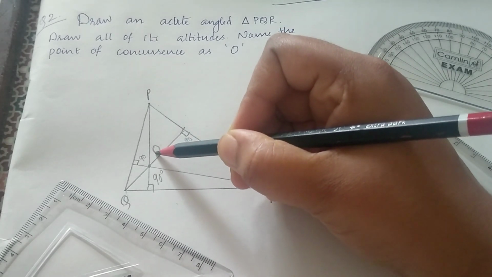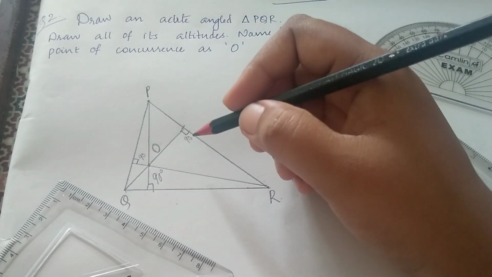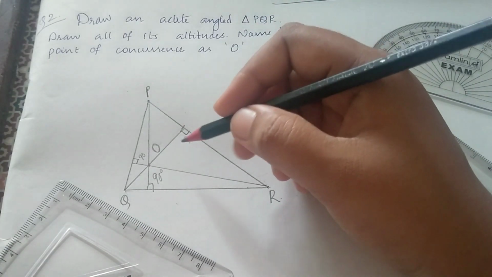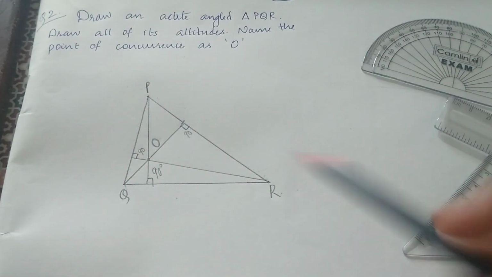So we will name it as O only. If they have not mentioned anything, you can choose any letter of your choice, your favorite letter, and you can name it. So this is very easy. That's all we have to do.